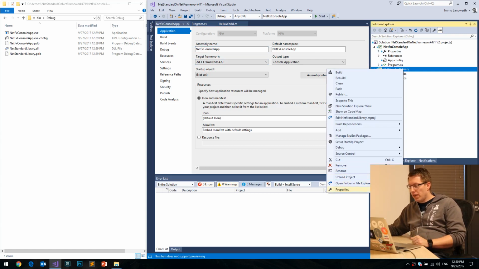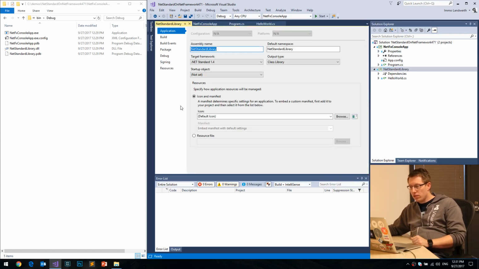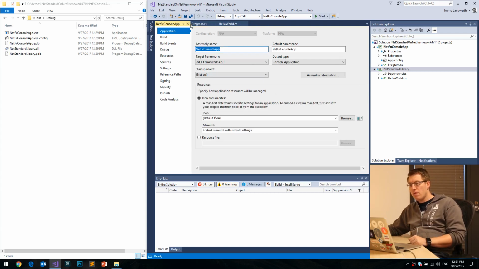And then I also have a class library that targets .NET Standard. This one is not targeting 2.0 yet, it's targeting 1.4. And 1.4 was originally the version of .NET Standard that was natively supported by 4.6.1. So what do I mean by natively supported?